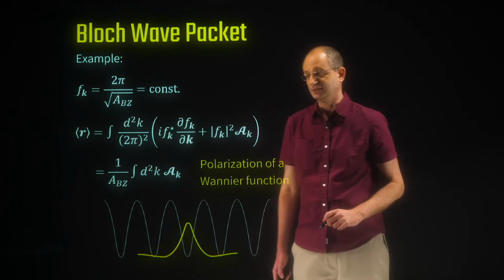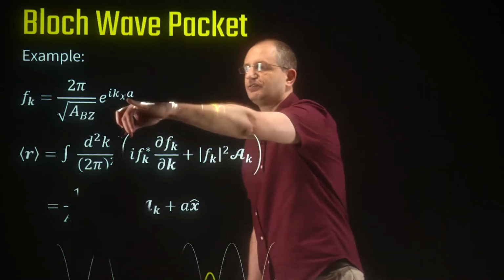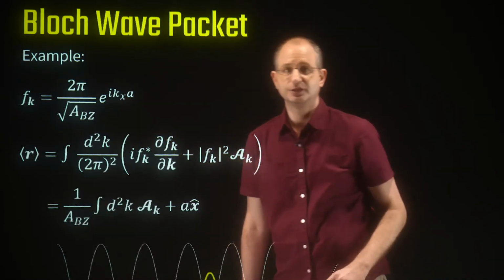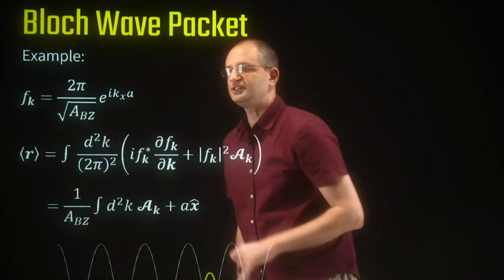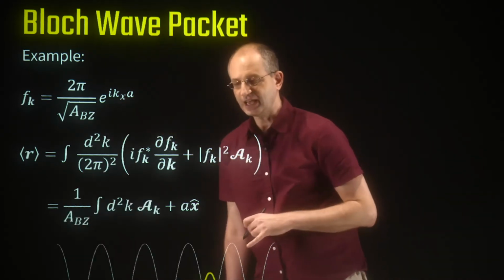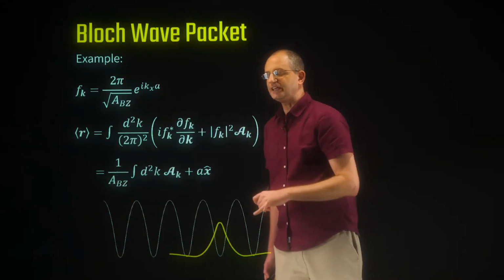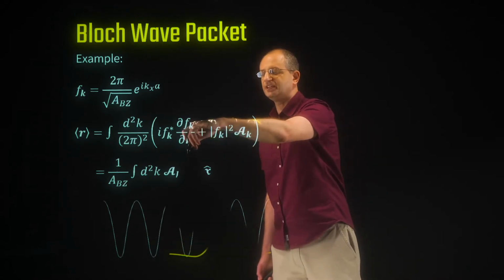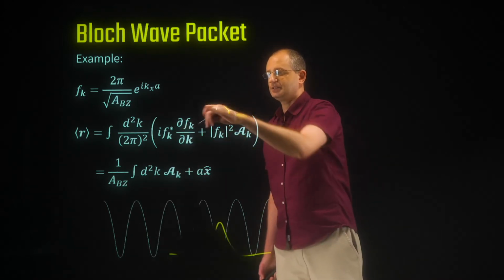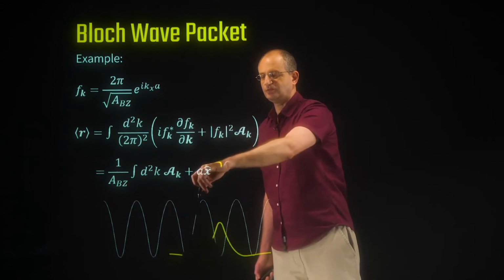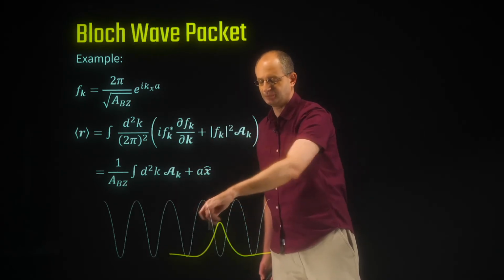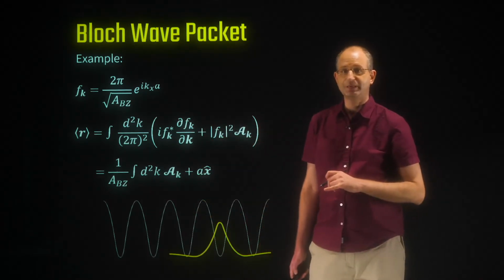in this Wannier state. What happens if instead of a constant for this envelope function we choose this phase function e to the i k_x times a? We see that all that changes is that now this derivative of f with respect to k is going to pick up another factor of plus a. So the Wannier function simply shifts by one lattice spacing.